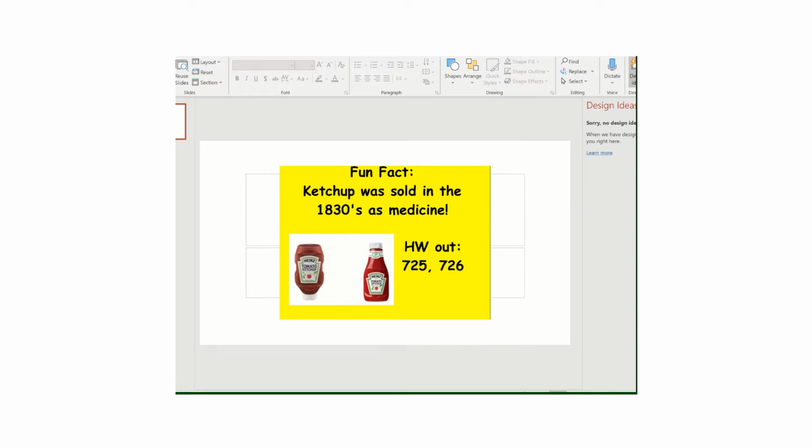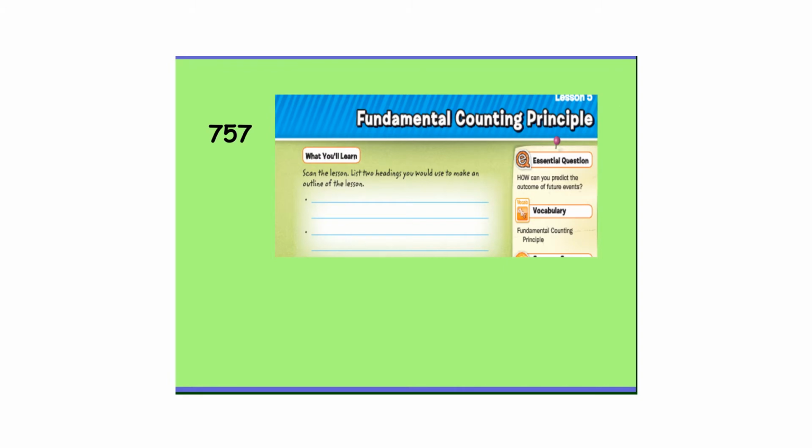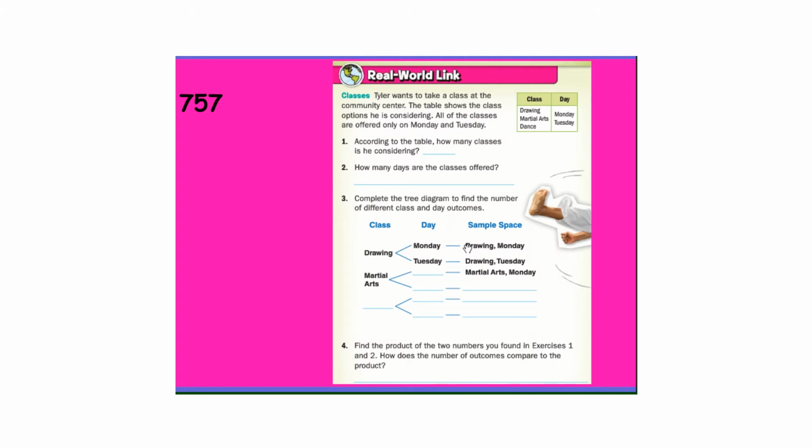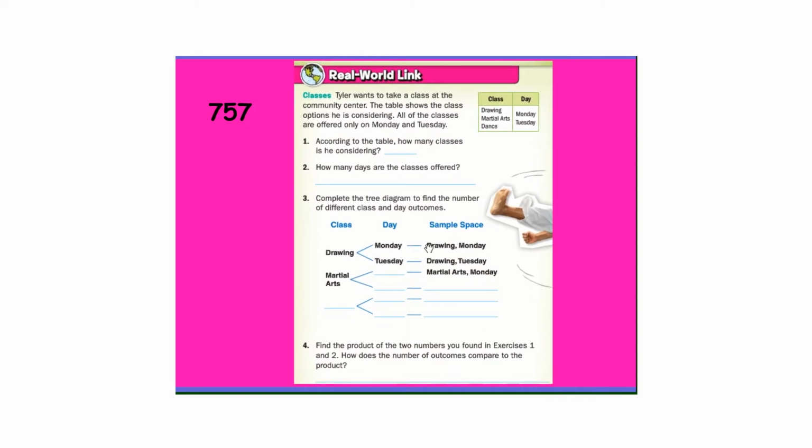And now I have to go to my next chart here. Page 757 is where we're starting today. Fundamental counting principle. So, Tyler wants to take a class at the community center. The table shows the class options that he's considering. All the classes are offered only on Monday and Tuesday. So according to this table here, he's got a drawing class, a martial arts class, and a dance class to choose from. He can take those classes on either Monday or Tuesday.